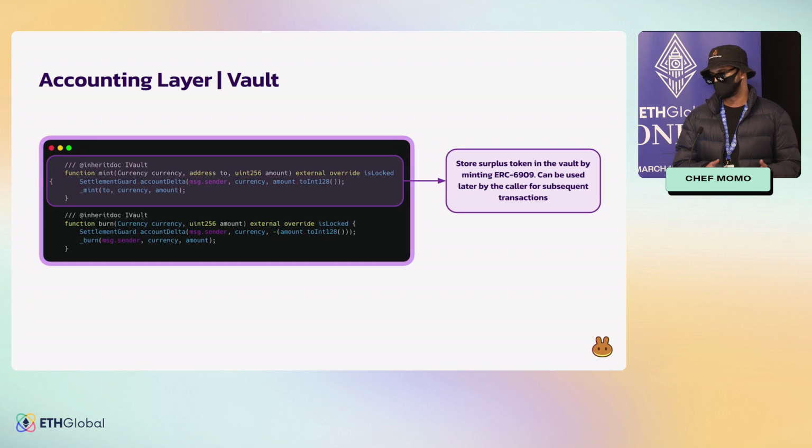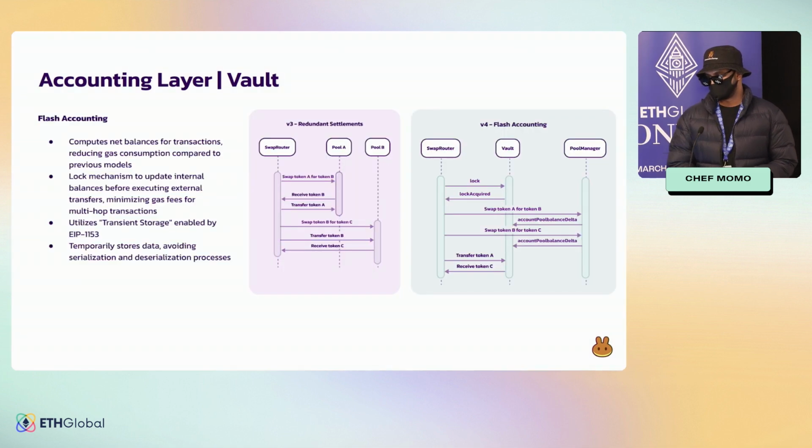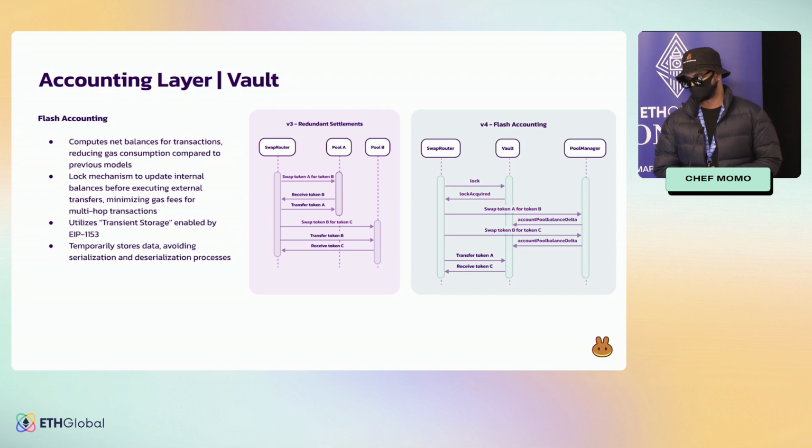You can store it within the vault, and you can use it subsequently later for other transactions. So you can mint those ERC6909 tokens and then burn them later to use it. So this reduces a lot of redundant transfer of tokens between the wallets, and results in gas savings. Now, as we discussed, Vault also benefits from flash accounting.